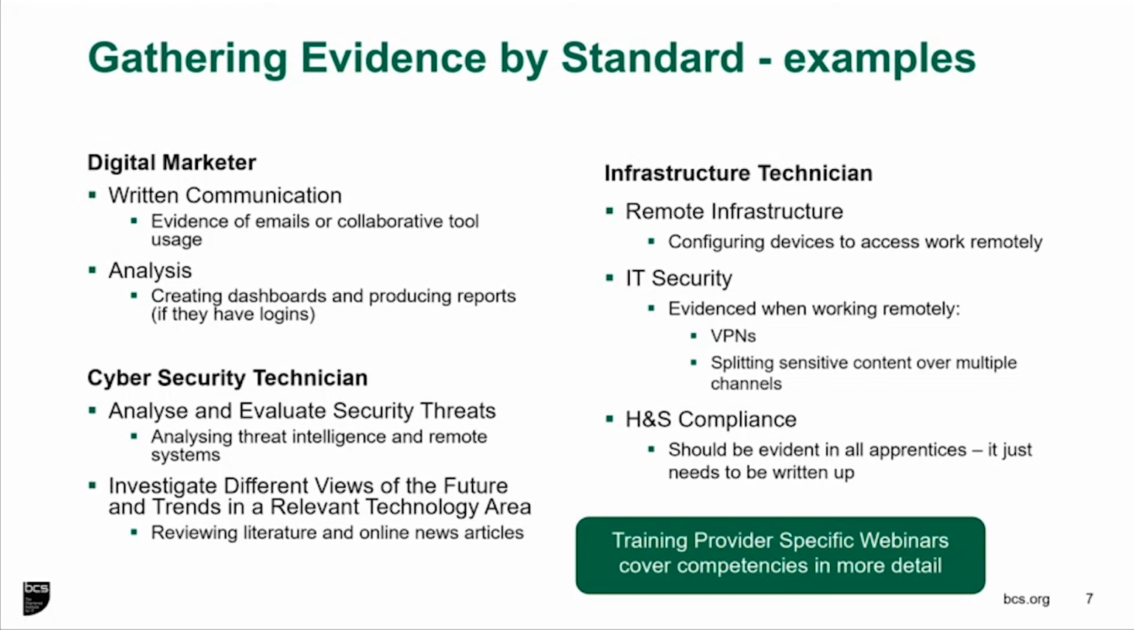Remote infrastructure: they could show they are configuring devices that they are using to be able to access their work remotely. IT security can definitely be evidenced working remotely, so they could be using different systems, VPNs, showing that they are splitting up content over multiple channels, so things like passwords. They should be able to access those anyway and evidence that. And then health and safety compliance. That should be evident in all apprentices anyway for IT. It just needs to be written up.